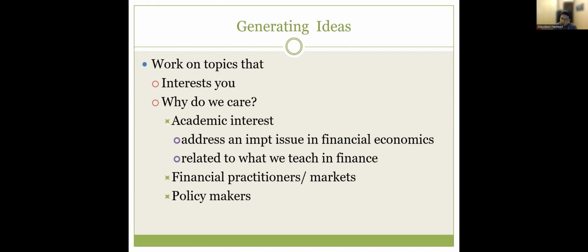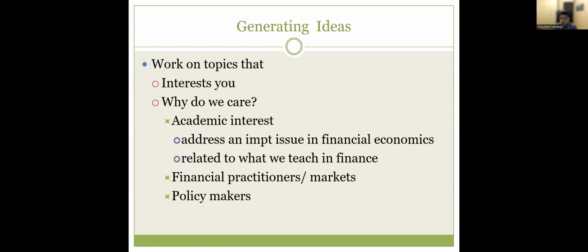One of the things that you worry about is whether this topic or research question is of interest to a broader audience, right? So then it goes on to the question of why do we care? We could care for many reasons. One, maybe the research has academic interest. Maybe it helps to address an important issue in financial economics, an unresolved issue in finance that this research will help to shed some light on.